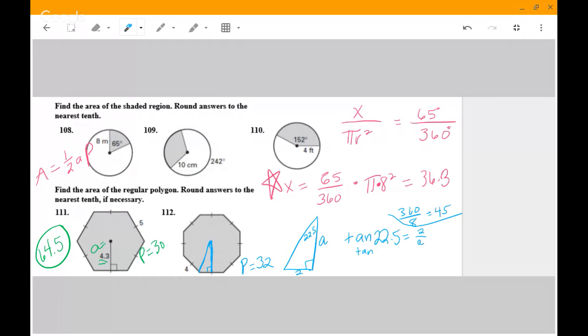This is where some people get lost. Is this where you're losing? Or are you still okay here? I'm still okay here. Okay. So tangent 22.5 times A equals 2. Then what?